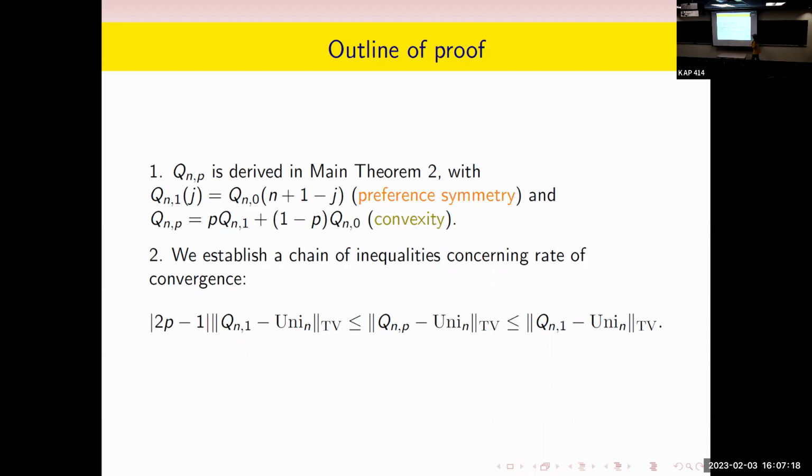And then we can establish a chain of inequality concerning the rate of convergence after some work. So it's this less than or equal to this and less than or equal to this. And then because Qn1 and Qn0 are the same, sort of, using preference symmetry, you see that's why we need P not equal to 1/2. Because if P equals 1/2, you only know this total variation rate is bounded above by this. But for P not equal to 1/2, you know it's actually the same rate of convergence. Right? The magnitude will be the same.